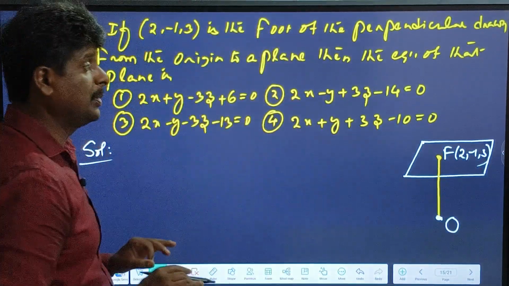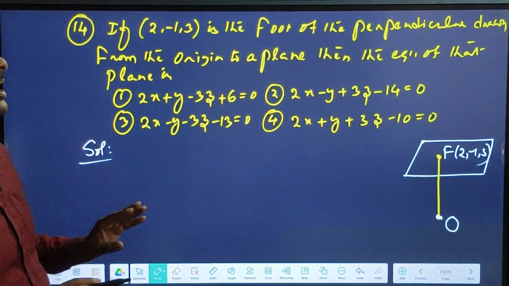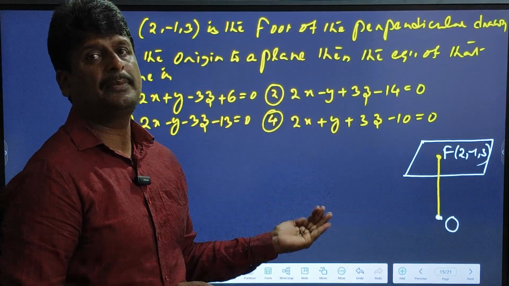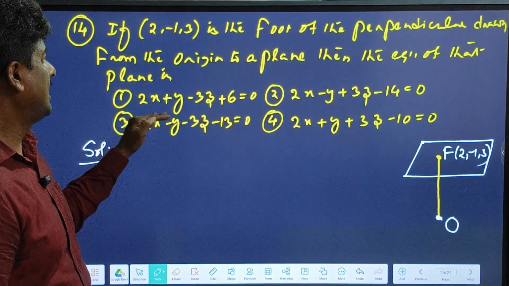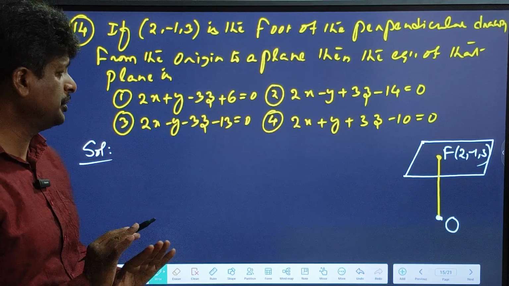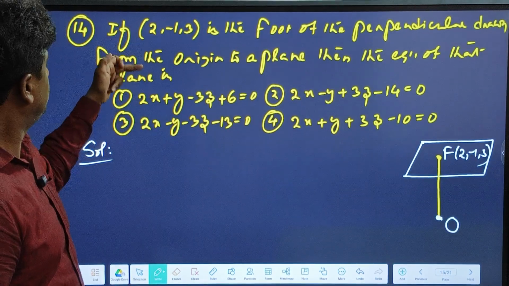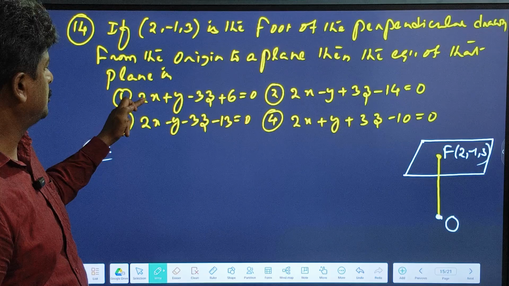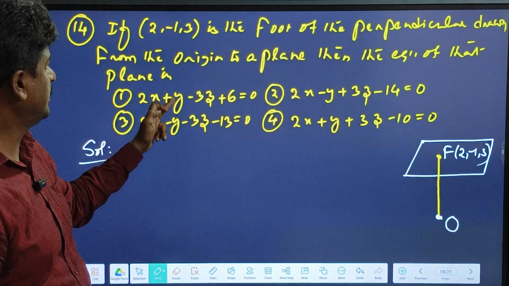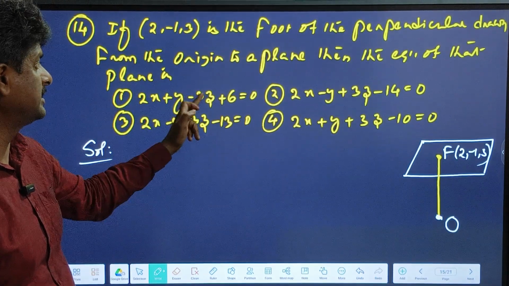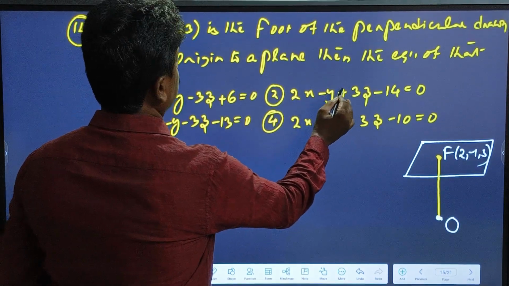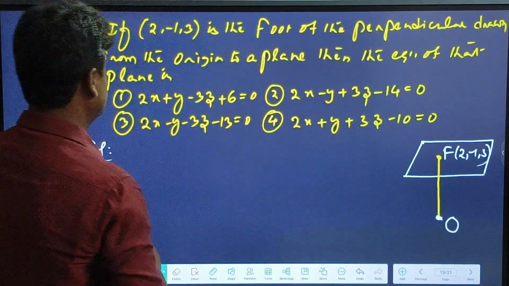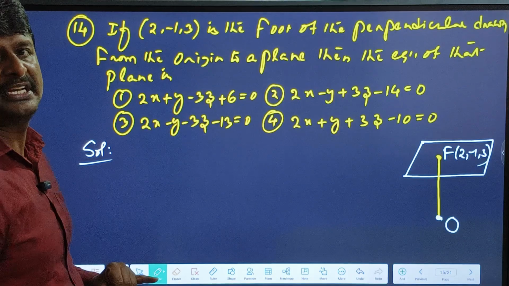Okay, do observe that the point should lie on the plane. Just by verifying this point lying on the plane we get the answer. No need to do anything. First option: 2 into 2 is 4, minus 1 into 3, minus 9, minus 6 plus 6, 0. Second option: 4 plus 1 is 5, 5 plus 9 is 14. Yes, this is also getting. So more than one option is getting.